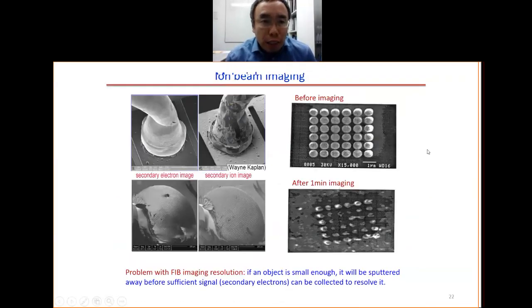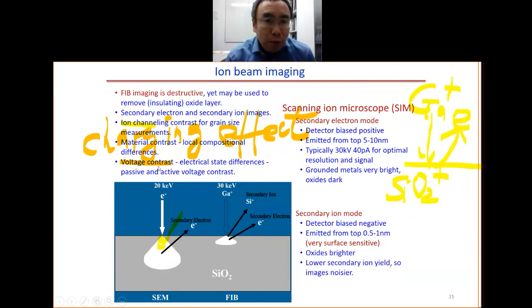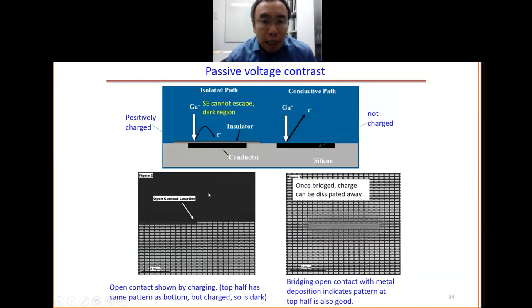So now let's look at the voltage contrast. You can see the top and the bottom have the same structure. The difference is that the top part is isolated from outside. As a result, when you do the imaging, the gallium ion will be trapped on the top part. The charge cannot go away, so it's very dark. This positive charge will pull back the negative charge electrons, so the signal is very weak.